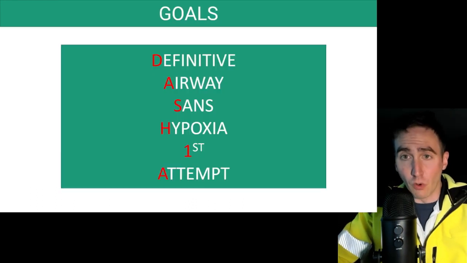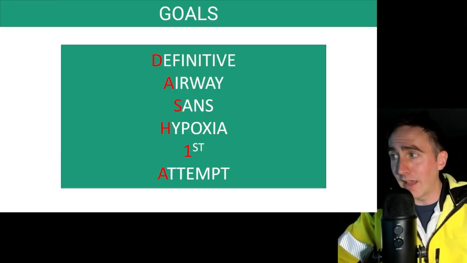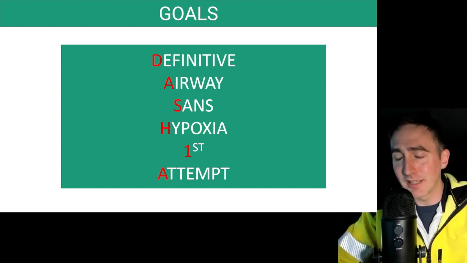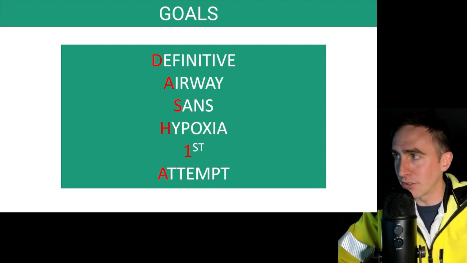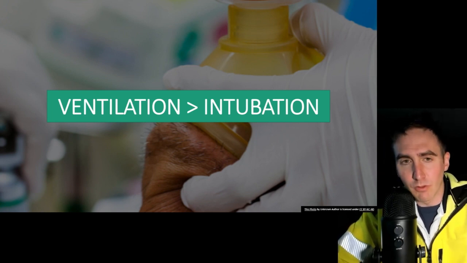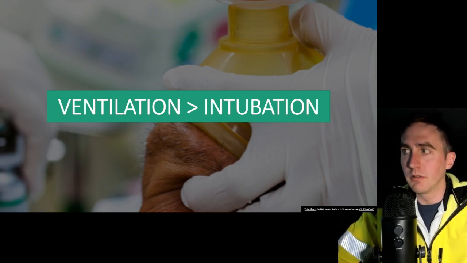Our goal is definitive airway sans, that's what I believe SANS means. It only makes sense that SANS means without. So definitive airway sans hypoxia on the first attempt. Our goal is not to intubate this patient. Well, that's why we're paralyzing them, Floyd. Of course, our goal is to secure the trachea with an endotracheal tube.